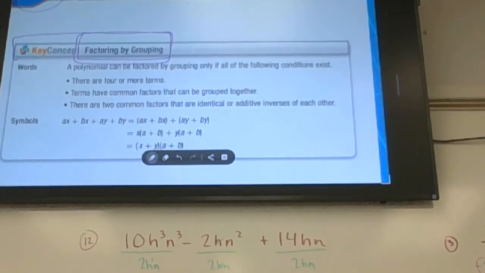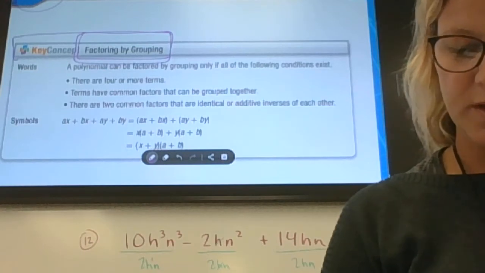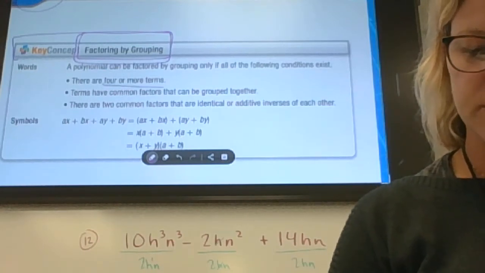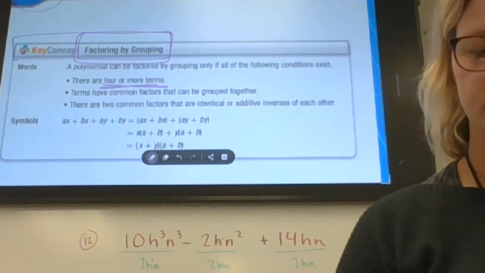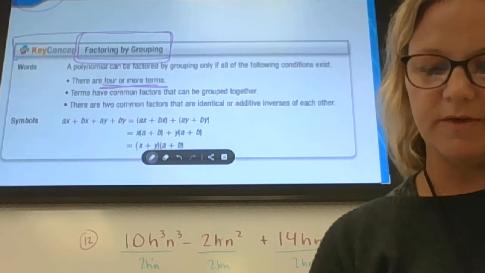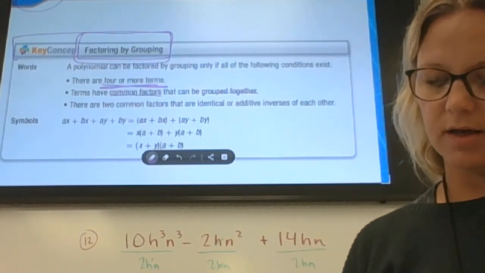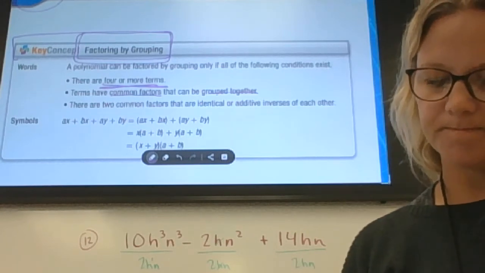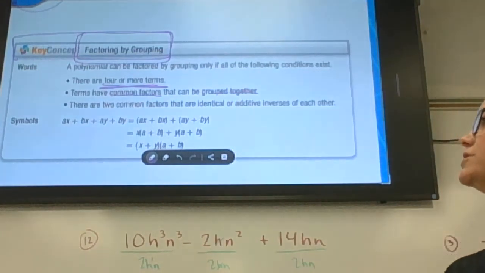You can only factor by grouping in really specific conditions. There has to be four or more terms, so it doesn't work for a three-term polynomial. They have to have common factors that can be grouped together. I guess that's all I would point out here before I show you an example.